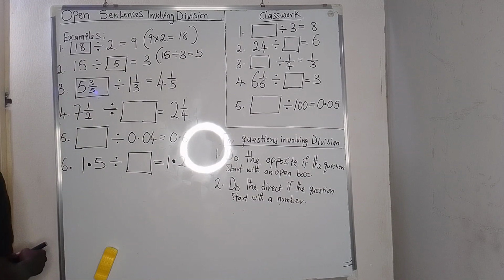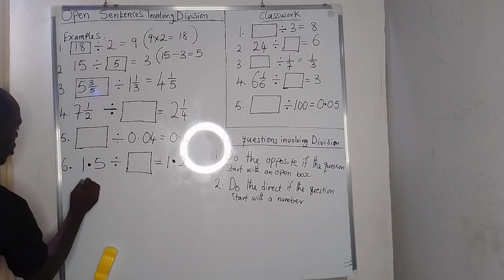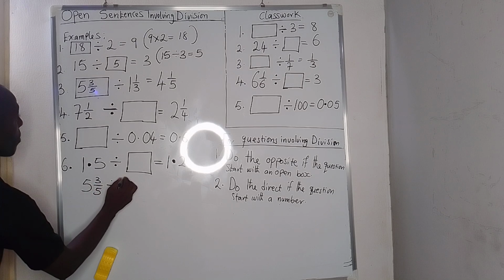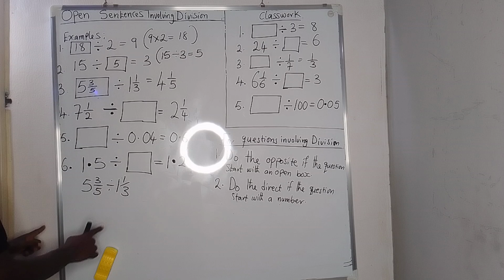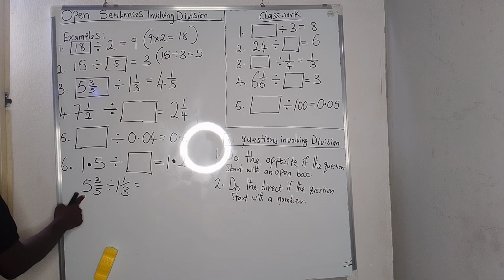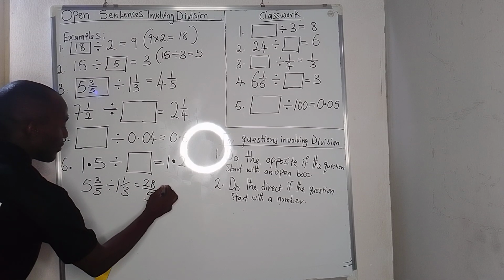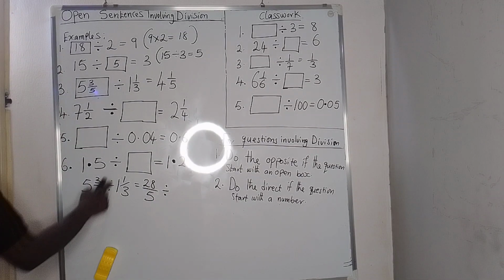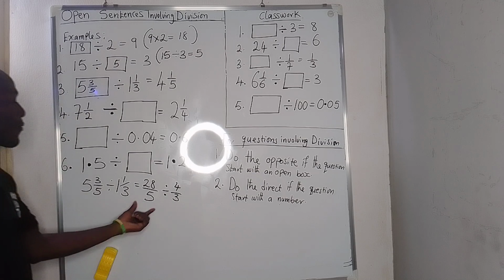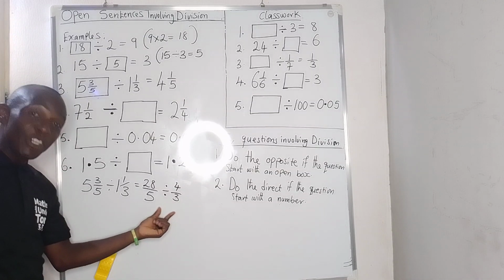Okay, in checking, we're doing the direct. So 5 whole number 3 over 5 divided by 1 whole number 1 over 3. We are doing the direct. So can we change this to an improper fraction? 5 times 5 is 25 plus 3 is 28 over 5. Divide. 1 times 3 is 3 plus 1 is 4 over 3. A fraction dividing another fraction. I've said it before, we can do the reciprocal.